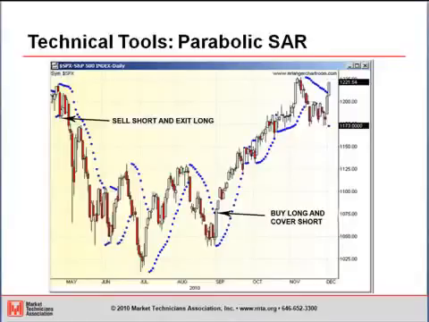So I like this chart to illustrate the parabolic. It shows A, a good short trade, B, a short long trade, and C, the fact that the indicator doesn't work as effectively in a trading range.